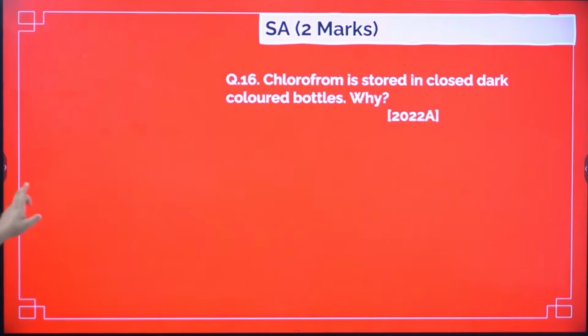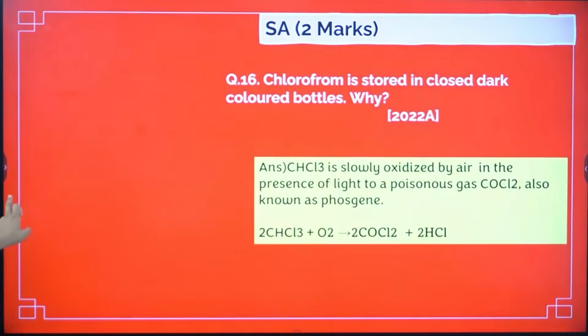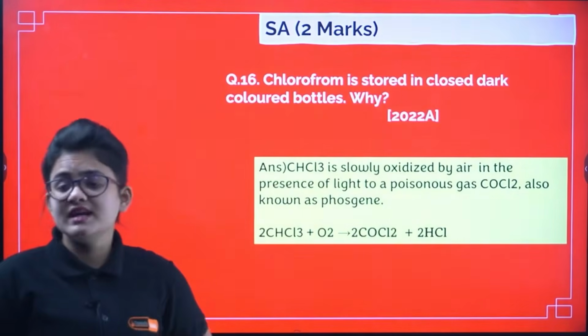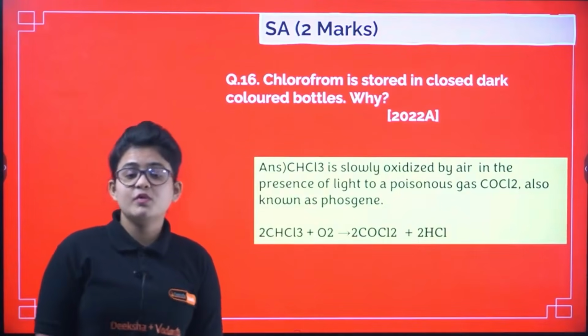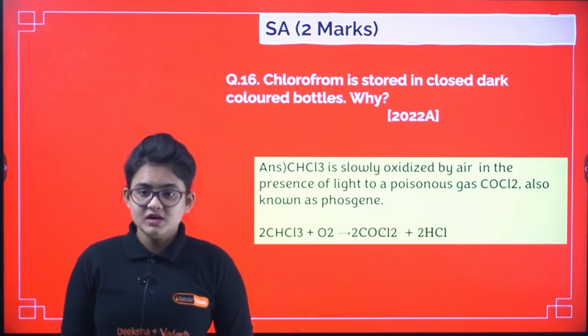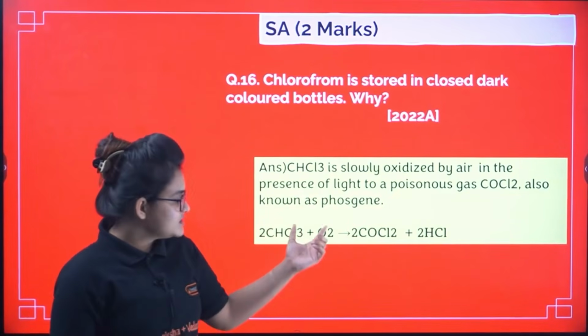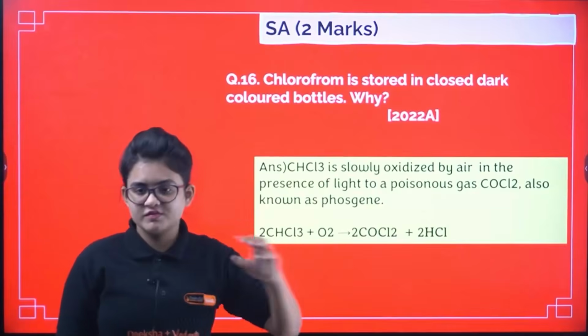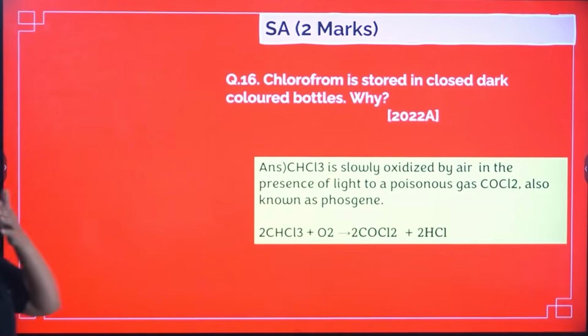Let's proceed. Chloroform is stored in closed dark colored bottles. Why? Because it gets slowly oxidized to give you the poisonous gas phosgene. Okay, so this is the formula. You can see chloroform in presence of oxygen forms phosgene and HCl. Okay, that's the reason it is placed in the dark colored bottle.